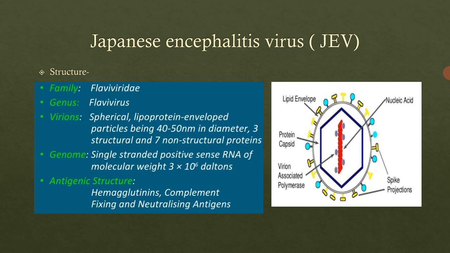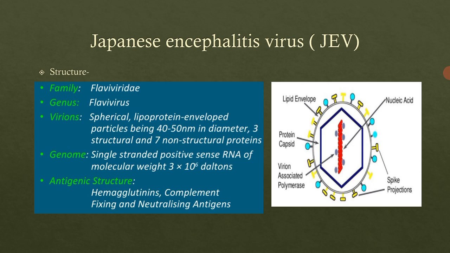What nucleic acid is present? Single stranded positive sense RNA, ribonucleic acid. You can see there are spike projections mentioned; those are the lipid envelope proteins. These are the genomic and structural properties of the Japanese encephalitis virus, called JEV.